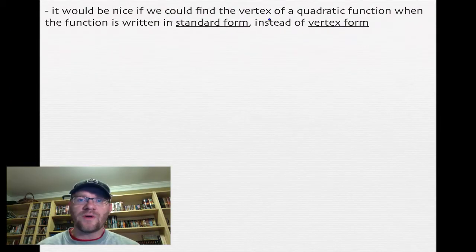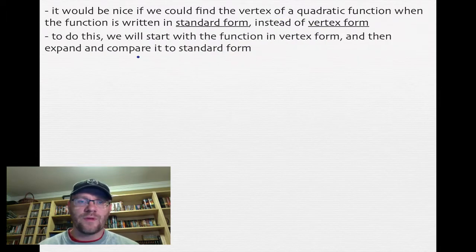So it would be nice if we could find the vertex of a quadratic function when the function is written in standard form instead of vertex form. And to do this, we're going to start with the function in vertex form and then expand and compare it to standard form. So here's our quadratic function in vertex form.